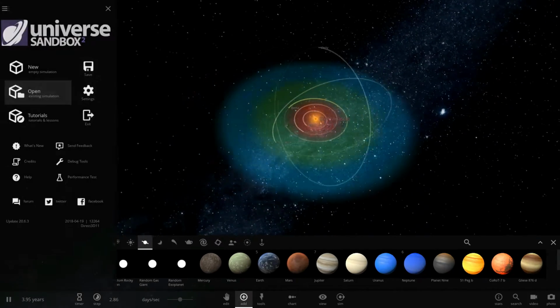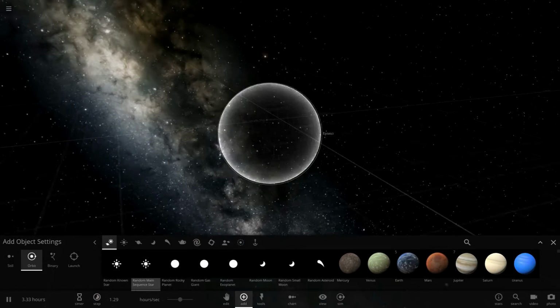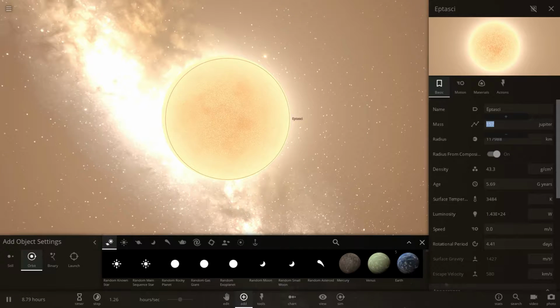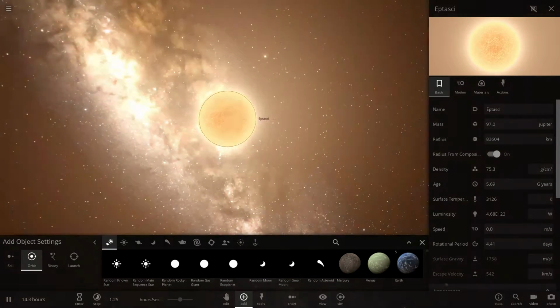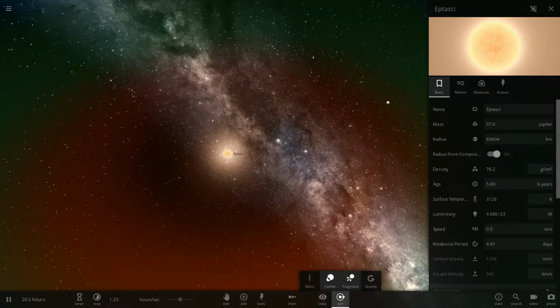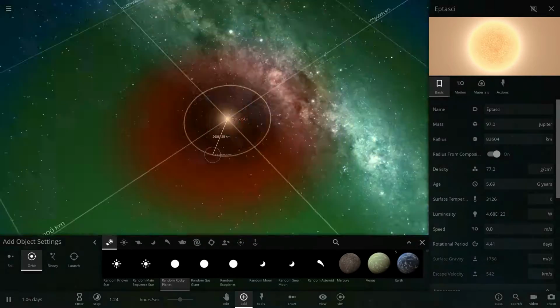Let's move on to the next star. Okay, let's move on to a red dwarf. Okay, so basically, this is a red dwarf.